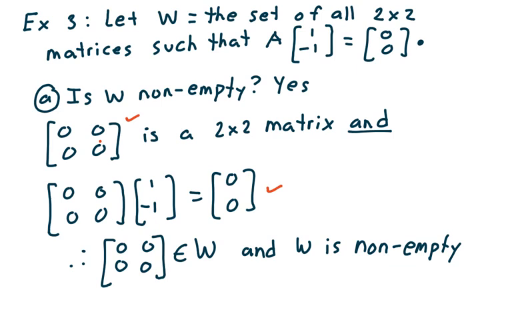Part A, is W non-empty? Yes. Why? Now, the 0 matrix is a 2 by 2 matrix, and if I take that 0 matrix and multiply by the column vector 1, negative 1, I absolutely get the column vector 0, 0. And so this 0 matrix belongs to W, and we can thus say W is non-empty. So that's part A.